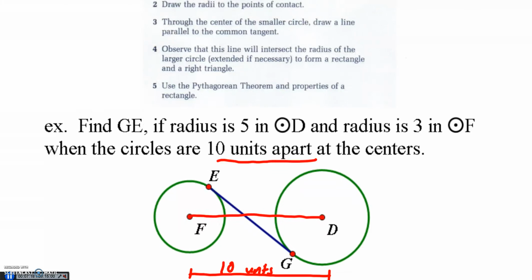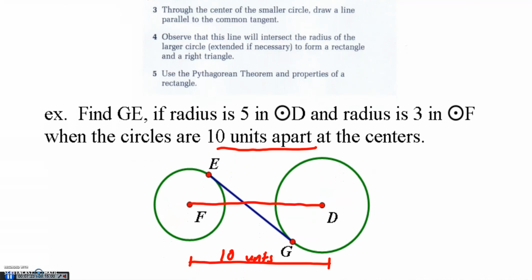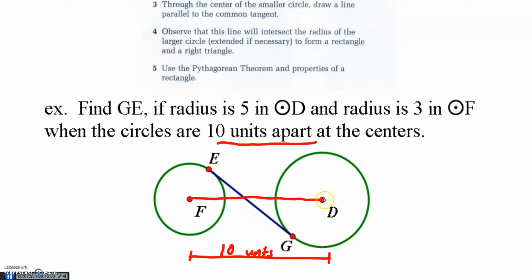The next thing it wants me to do in this procedure is draw the radii to the points of contact, meaning points of tangency. So if I look at circle D here, if I drew from D to G, this is a radius to a tangent line, an internal tangent to be specific, so it is a right angle. And then in circle F, if I go from F to E, this is a right angle because I have a radius to a tangent line. Now this time my picture looks a lot different than the previous one because my tangent line is interior or internal instead of external. And my goal is to figure out that length.